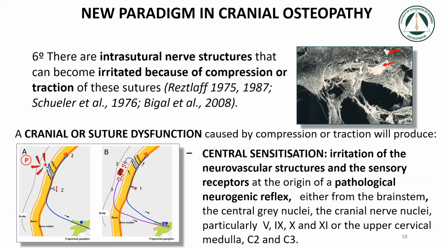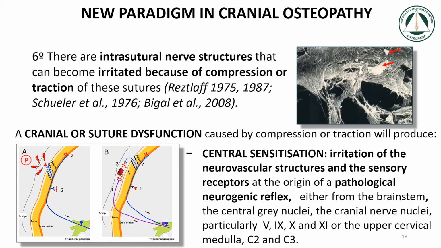6. There are intrasutural nerve structures that can become irritated because of compression or traction of these sutures. The upper right image is taken from a study carried out by Upledger. It shows the intersutural ligaments under an electron microscope. The red arrows indicate the presence of mechanical captors, used to measure pressure, traction, and nerve fibers that transmit pain.